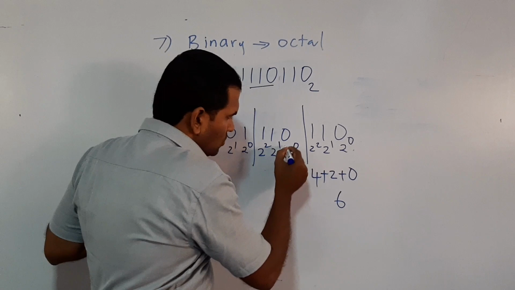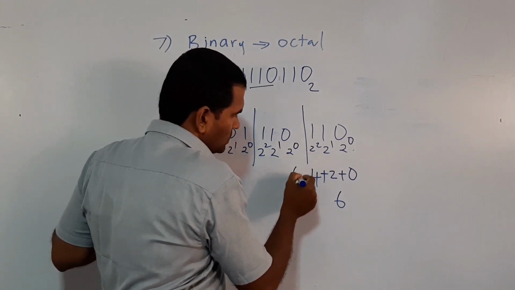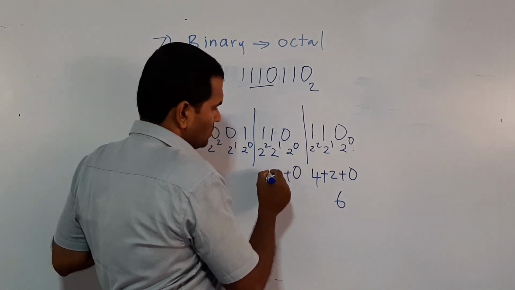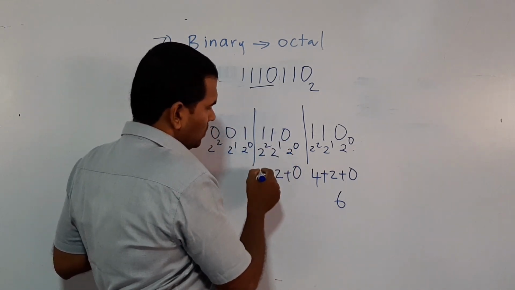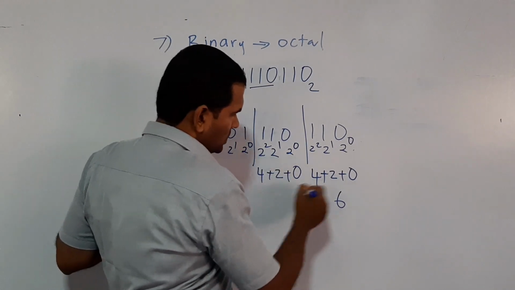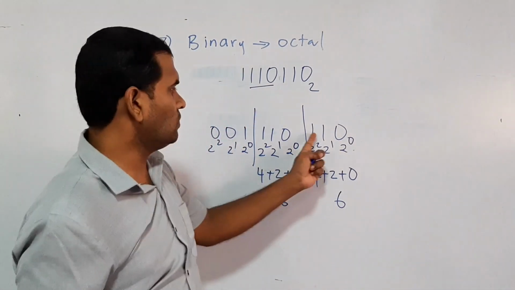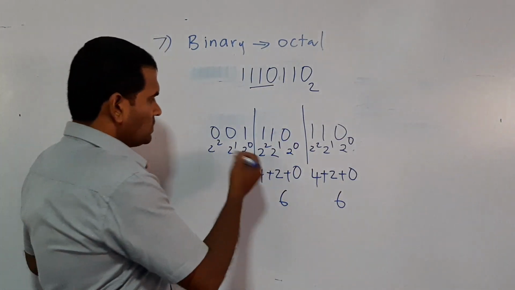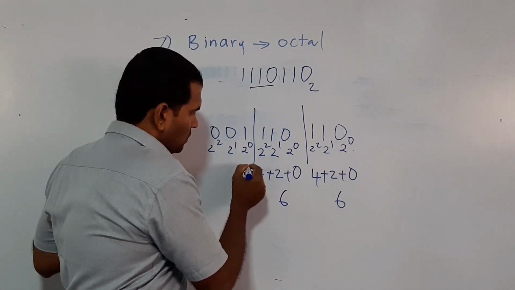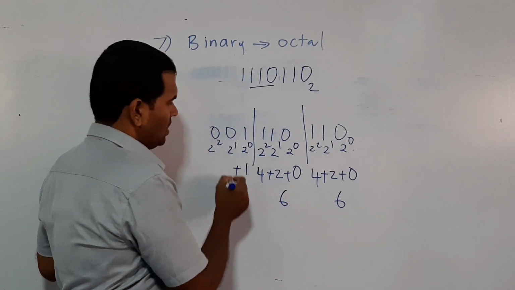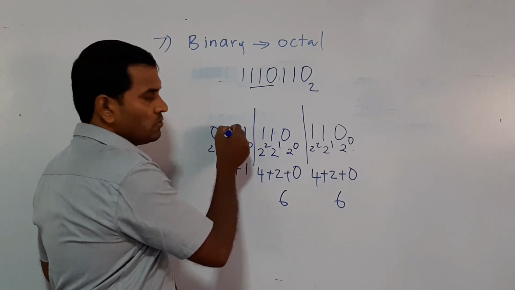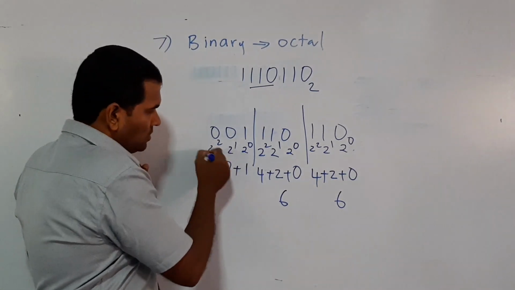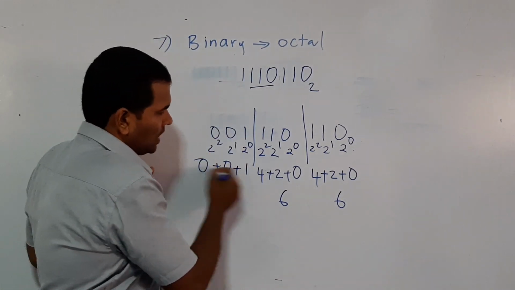Let's find out here. 2 to the power 0 is 1, 1 into 0 is 0. Plus 2 to the power 1 is 2, 2 into 1 is 2. 2 to the power 2 is 4, 4 into 1 is 4. So here also the same idea, 6. Because look at them, 1, 1, 0, here also 1, 1, 0, same value. The next group: 2 to the power 0 is 1, 1 into 1 is 1. Plus 2 to the power 1 is 2, 2 into 0, you have to multiply by 0, so it becomes 0. 2 to the power 2 is 4, 4 into 0 is 0. So add them, it's 1.